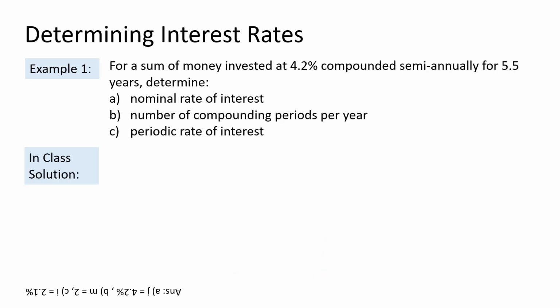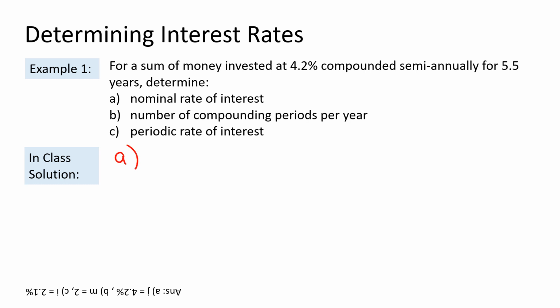Okay, so just to nail these concepts, let's look at an example trying to put all these pieces of the new formula together. For a sum of money invested at 4.2% compounded semi-annually for 5.5 years, determine A, the nominal rate of interest, B, the number of compounding periods per year, and C, the periodic rate of interest.